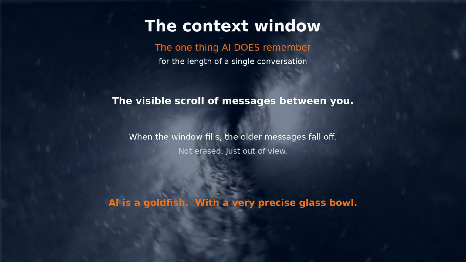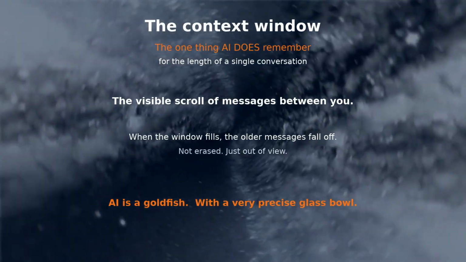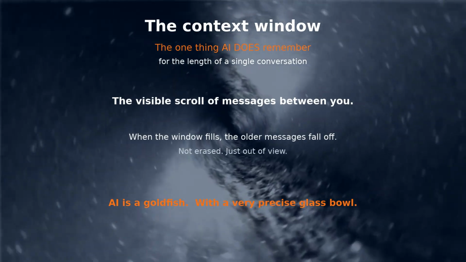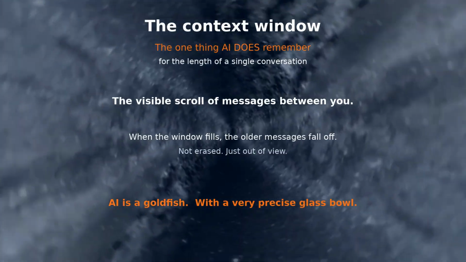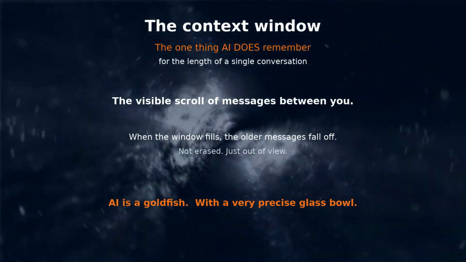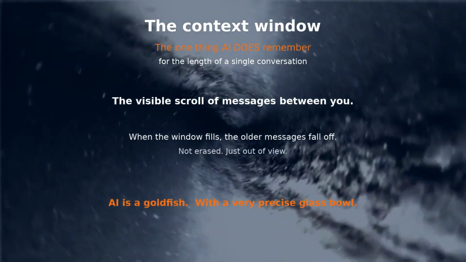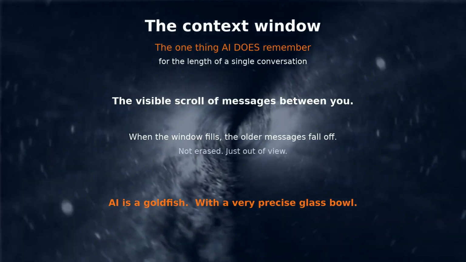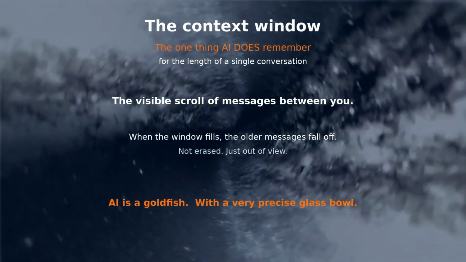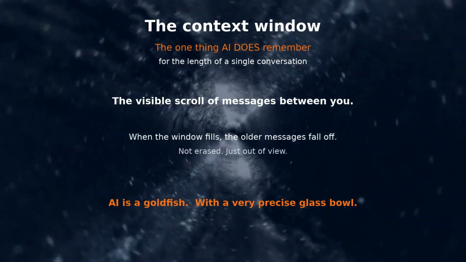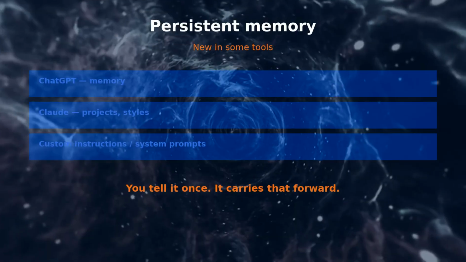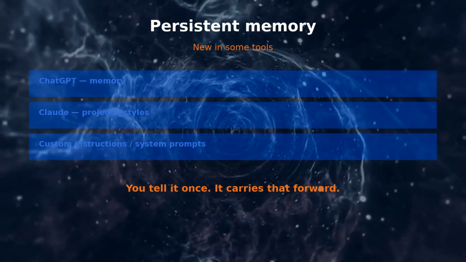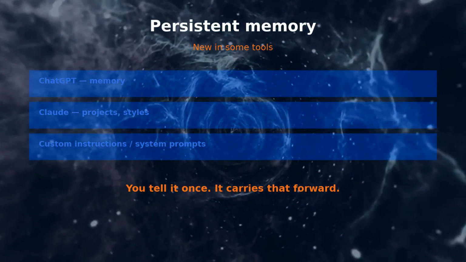The context window. The thing AI does remember, for the length of a single conversation, is called the context window. It is the visible scroll of messages between you. The AI can see all of it at once, every prompt, every reply, until the conversation gets long enough that the older messages fall off the top. When the window fills, the AI starts to forget what was at the beginning. It is not erasing, it is just losing access. New information pushes old information out of view. So you might have explained your project for 10 minutes in message 1. 20 messages later, the AI no longer sees message 1. It only sees the recent ones, and it acts confused. That is not the AI being stupid. That is the AI being a goldfish with a very precise glass bowl.